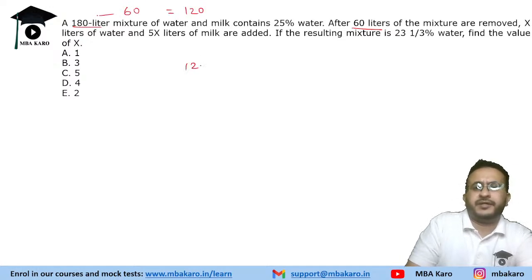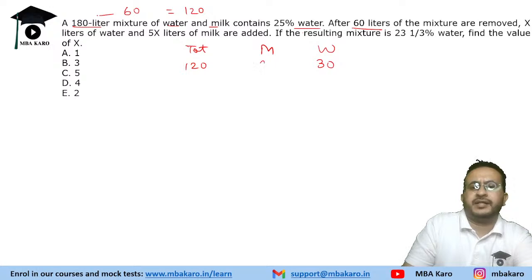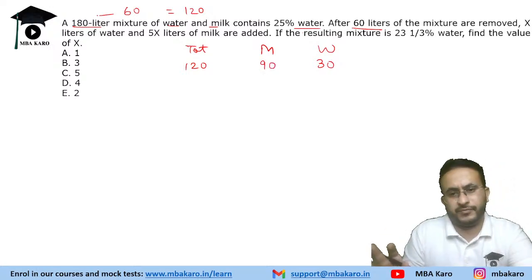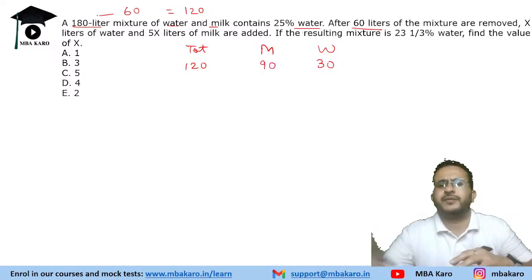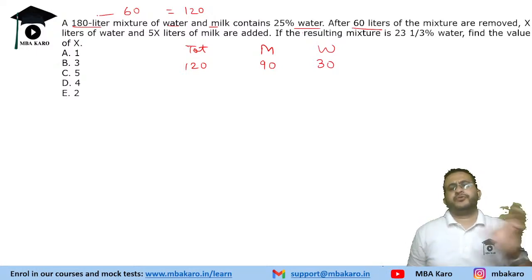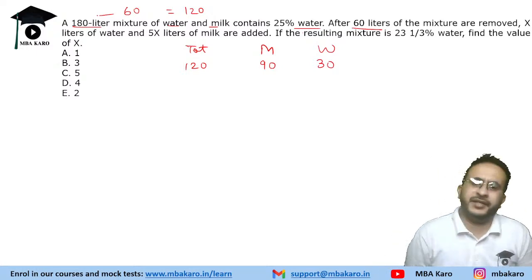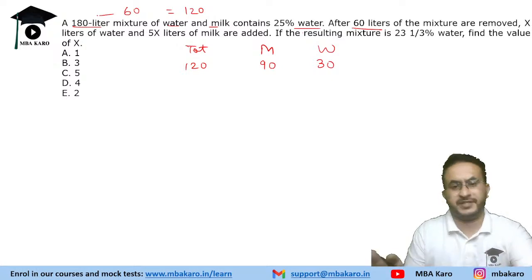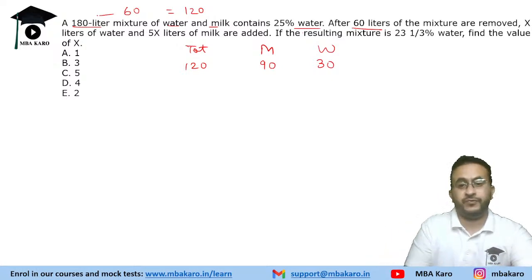Right? 120 में water and milk, 25% is water. Total is 120. Water is 25% or one fourth. Water is 30 and milk is 90 after removal. Okay, so no need to find initial quantity and subtract how much is removed, because no matter how much you remove, it will remain in the same percentage. So 25% is water.